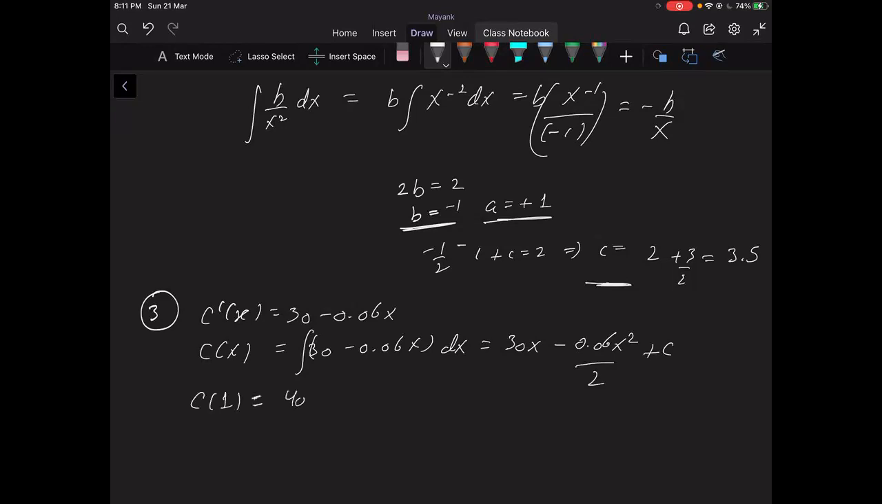Yeah, it's a little twisted here. It's fun doing these kinds of questions, isn't it? So cost per unit, we know how to solve, but then we have to identify cost per unit. C(1) is 40. So now things become simple. That means I can say 40 is equal to 30 minus 0.06 by 2 plus C. That will give me C equal to 10 plus 0.03. So that's 10.03.